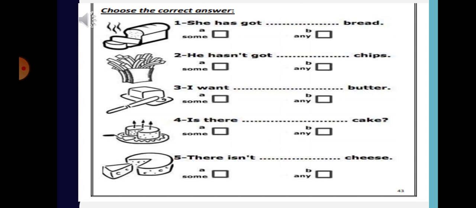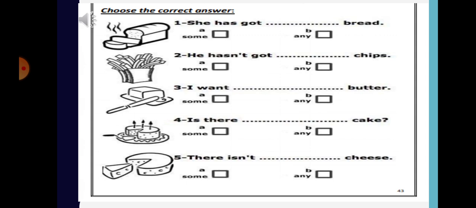The first thing I'm going to think about: bread is countable or uncountable? If it is countable, I will see S. Can you see S for bread? No, so it is uncountable. Bread is uncountable. I'm going to use some or any.